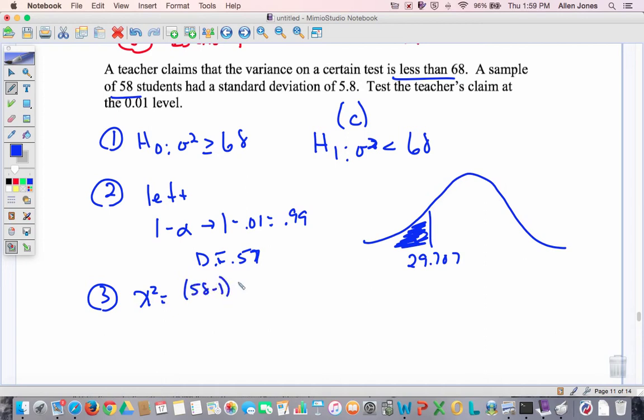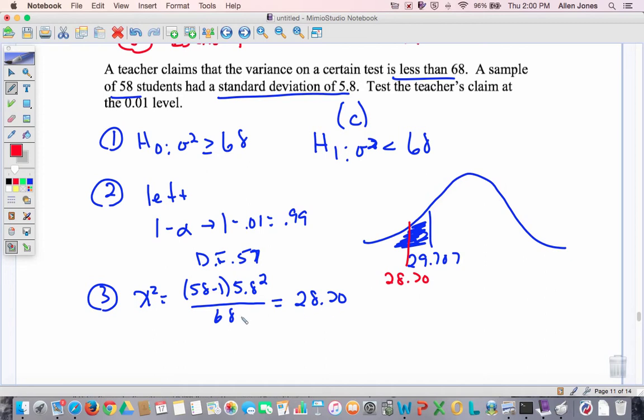We'll move on and calculate our test value. Our sample size is 58 minus 1 multiplied by our sample variance. I need to backtrack on that. My sample standard deviation is 5.8. So notice that standard deviation, I do have to square it this time because 5.8 squared would give me my variance. 68 is already a variance number, so I do not have to square it. Just reiterating our relationship between standard deviation and variance from chapter 3. The standard deviation is the square root of the variance, or the variance is the square of the standard deviation. And if we calculate that, I get a test score of 28.20.